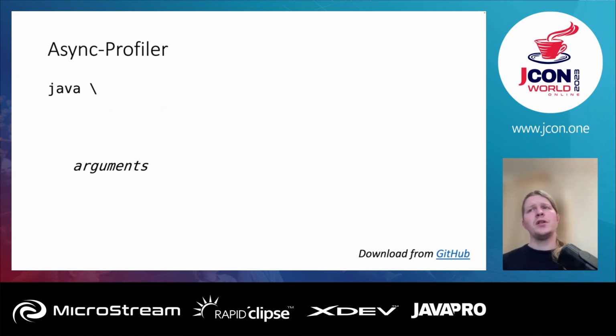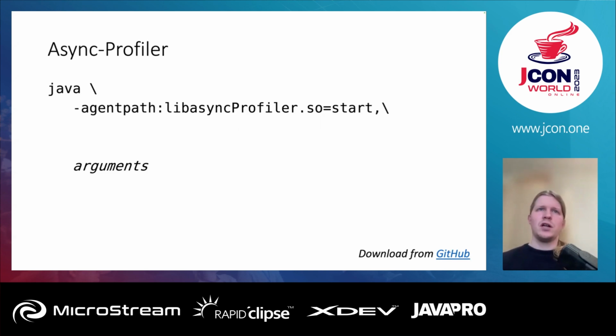For async-profiler, you can just download it from GitHub. It's just an agent. This time, unlike with our self-written profiler, it's a native agent, so you have to download the suitable library for your platform. It only works properly on Linux. It has some basic support for Macs, but no support for Windows.